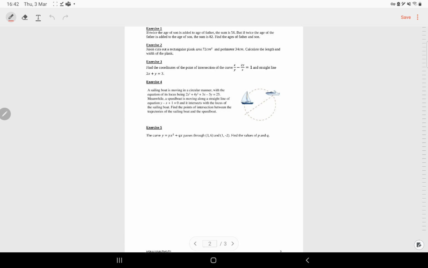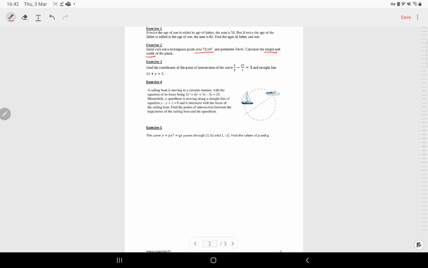What are my unknowns here? What does the question want you to find? They want us to find the length and the width. So those are my two unknowns. I have two unknowns, so I need two equations. Where does the equation come from? Well, if you read the question, you are given two pieces of information.